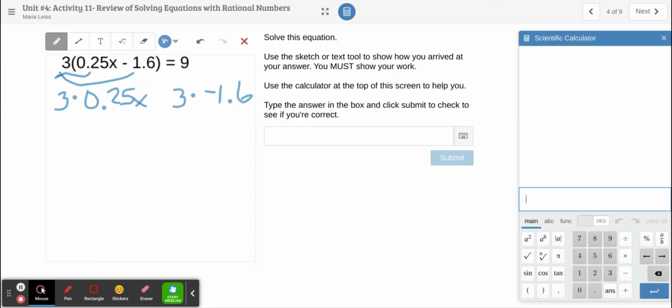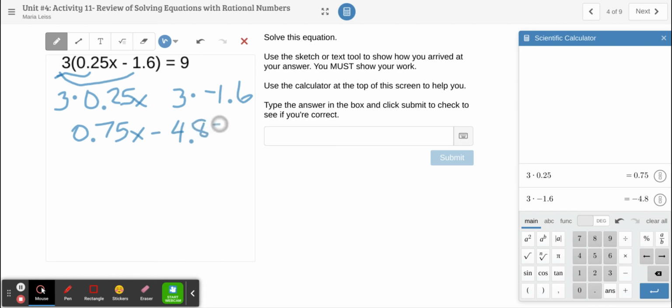Let's open up our handy dandy calculator. We get 0.75. All right. And then 3 times negative 1.6. We go negative 4.8 equals 9. Two-step equation. Man, we love distributive property because all it does is take us to a two-step equation.